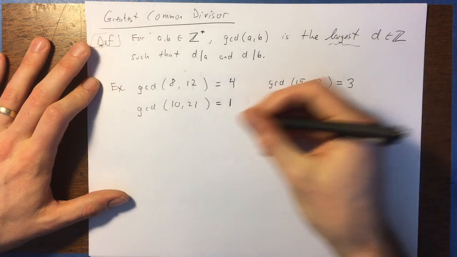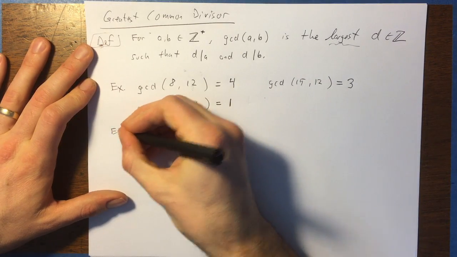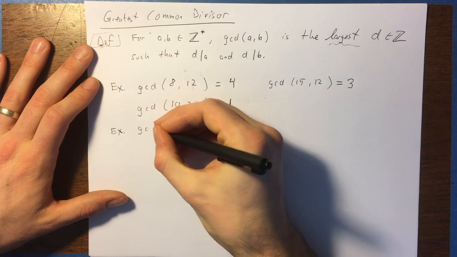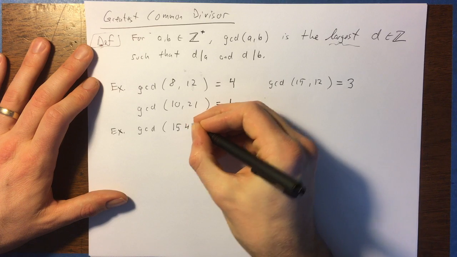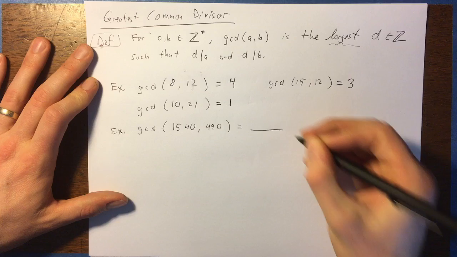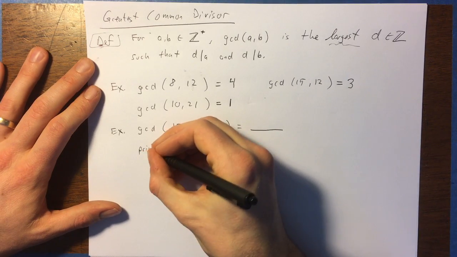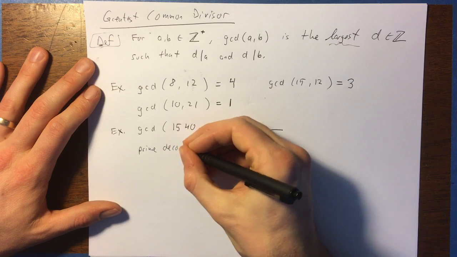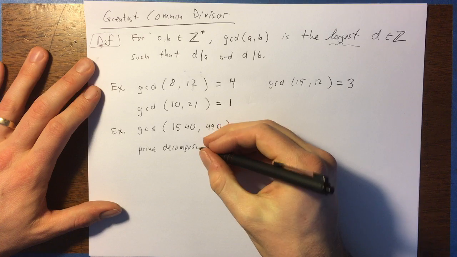Let's look at one more example. I said one more on the last one, but for this one, it's going to be a little bit different. Let's look for the greatest common divisor of 1,540 and 490. What is that going to be? Well, how can you go about looking for that? One way is to look at the prime decompositions, and that's kind of what I was hinting at with how I was describing these earlier ones.